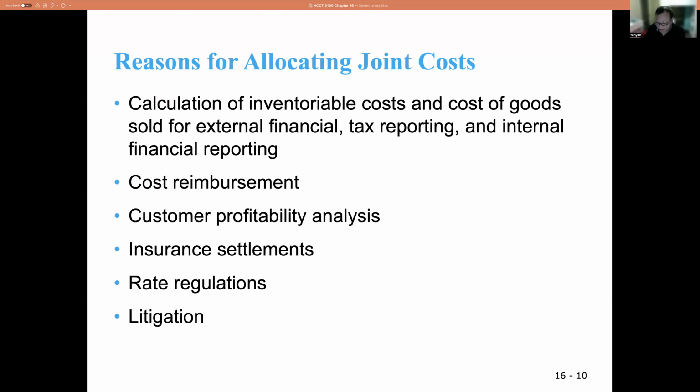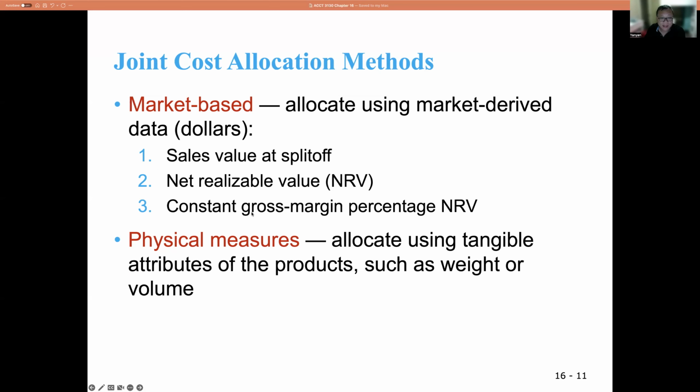Then there are net realizable value, NRV, and constant gross margin percentage. These two are a little bit complicated, so I'm going to explain them in detail using the example. With physical measures, you allocate tangible attributes of a product, such as weight or volume. In the example, we have the milk, so you could use volume as one of the physical measures.